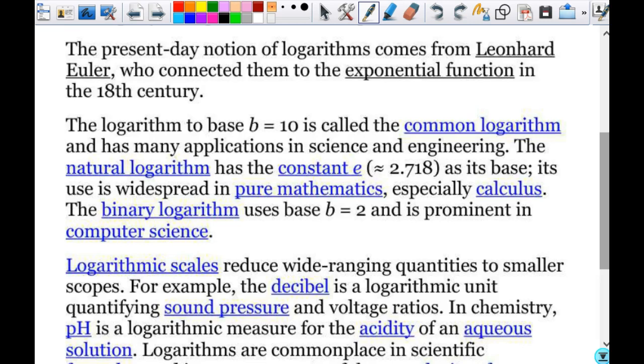So this is really what I wanted to get to. Log base 10 is called the common logarithm. If you see a log with no base, we know it's a 10, right? It has many applications in science and engineering. The natural log has the constant e as its base. e is not brand new; we've talked about that in Algebra 2, and it's used widely in pure math, especially calculus. And then the binary logarithm, base 2, is prominent in computer science. So if you're into computers, then logs are going to be important for you as well.